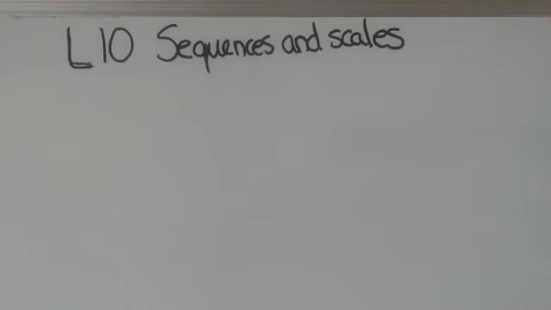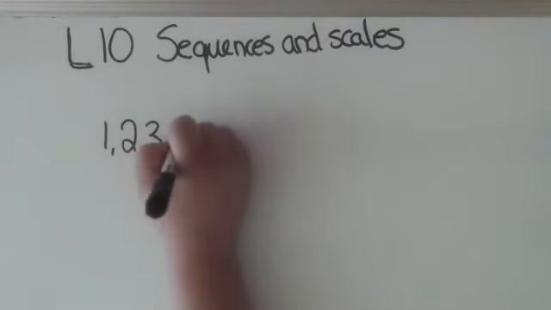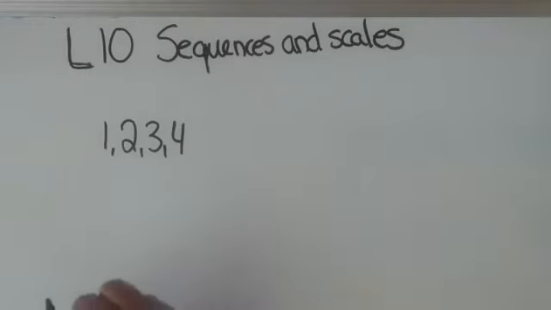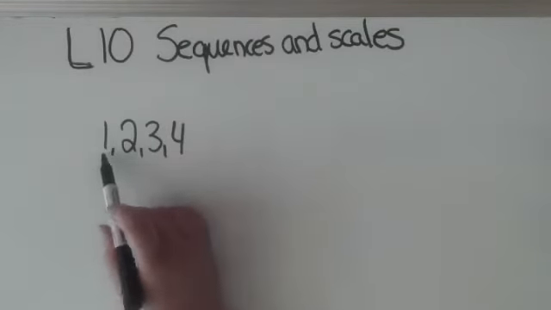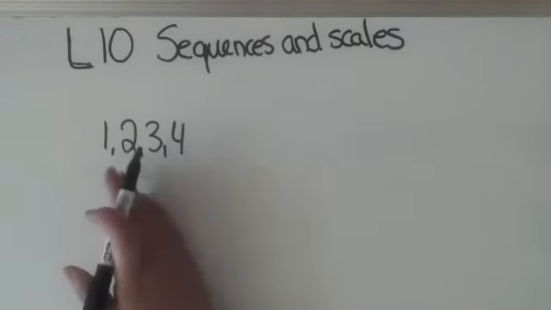This is lesson 10 for course 1, sequences and scales. So when we're talking about sequences, it's an ordered list of numbers. Each number is called a term, and they all follow a certain rule. For example, 1, 2, 3, 4 is a sequence. All of these are terms. The rule is going up by 1. So the rule is add 1.